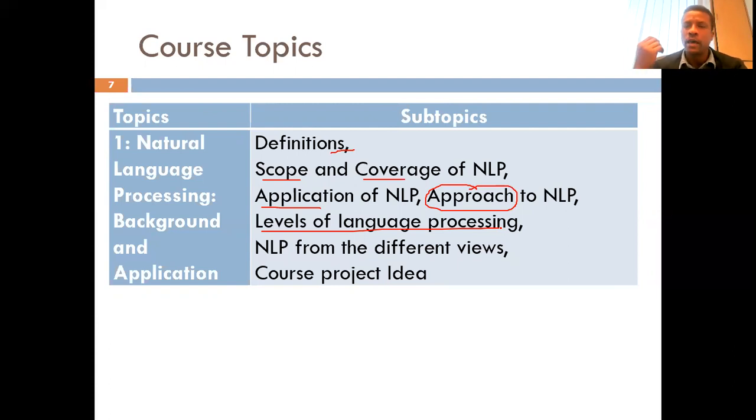So we'll talk about phonology and phonetics for speech representation. Then we'll talk about morphology, syntax, semantics, pragmatics, and finally, we'll say something about discourse as well. And finally, we'll try to see different views of NLP. And at the end of the first chapter, I'll give you some ideas on how you'll be able to think and come up with a proposal for your project for the course.